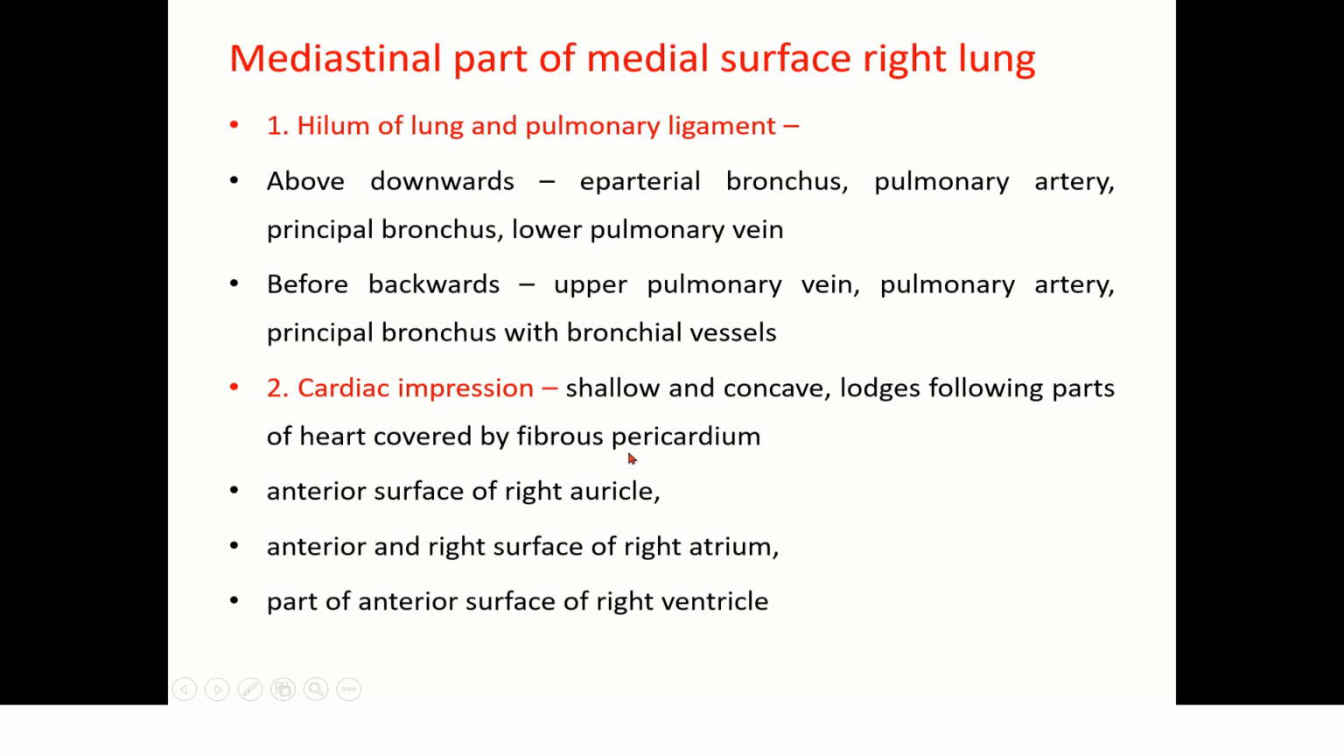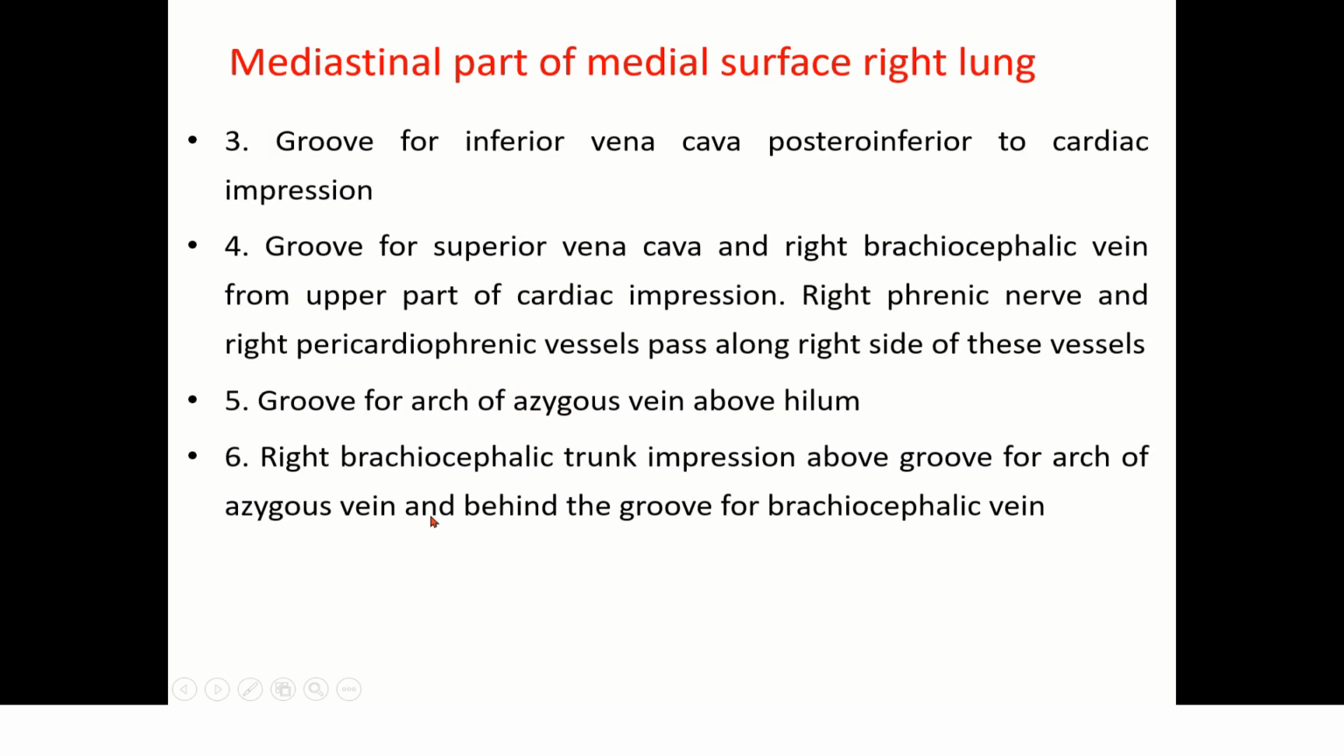So next there will be the cardiac impression, which is shallow and concave on the right side, whereas it will be deep and concave on the left side because the heart bulges more to the left side. So on the right lung, as we are dealing with the right lung mediastinal surface, the cardiac impression here is shallow and concave. It relates to the following parts of the heart covered by fibrous pericardium, namely the anterior surface of the right auricle, anterior and right surface of the right atrium, and part of the anterior surface of the right ventricle.